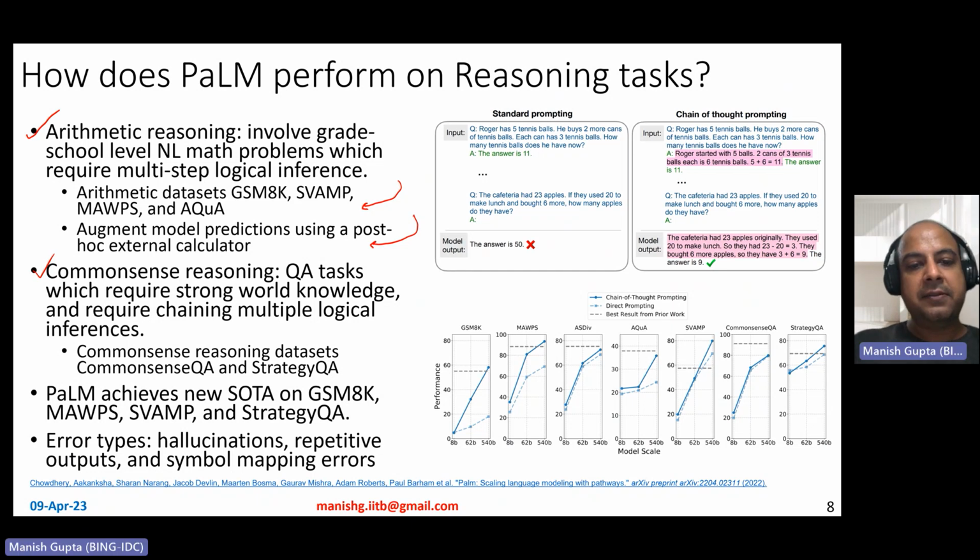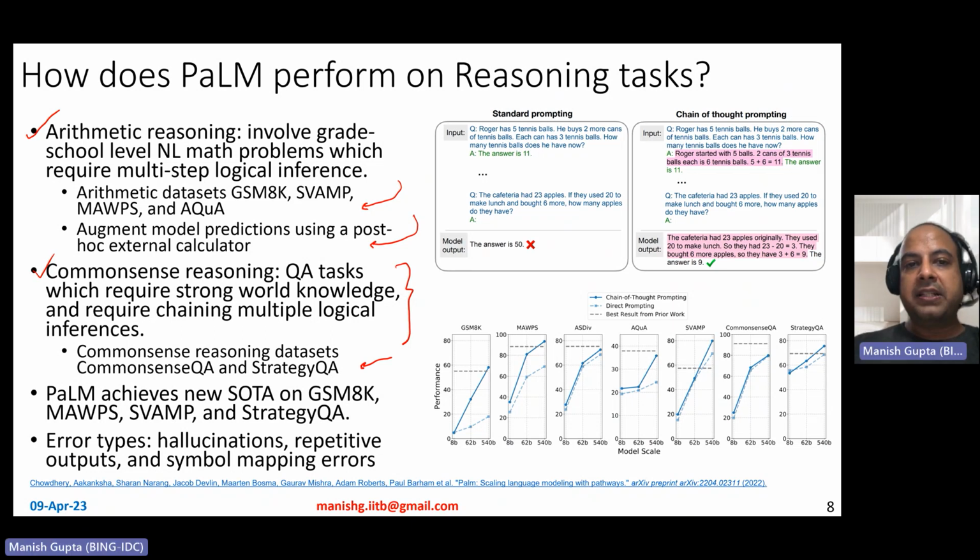For common sense reasoning, these tasks are question answering tasks, which require strong world knowledge and require chaining multiple logical inferences. So it's not like you just have some facts somewhere and you use them, but it requires chaining of these logical facts so as to essentially get the answer right. They have used 2 different common sense reasoning data sets, common sense QA and strategy QA.